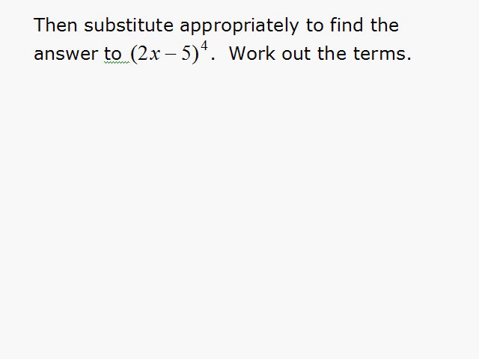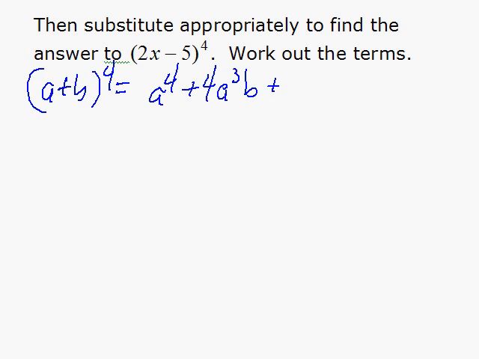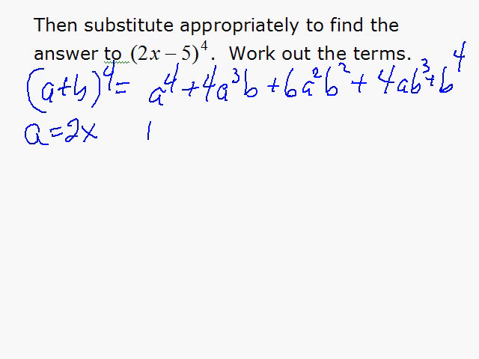Alright, to substitute I'm going to rewrite what we have over here. (a plus b) to the fourth is a to the fourth plus 4 a cubed b plus 6 a squared b squared plus 4 a b cubed plus b to the fourth. And now I make an identification. I say a is 2x and b is minus 5. So every place I see an a, I put 2x in parentheses. Every place I see a b, I put minus 5 in parentheses. And that will allow me to work out this.